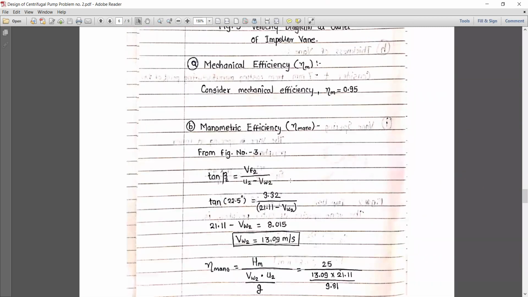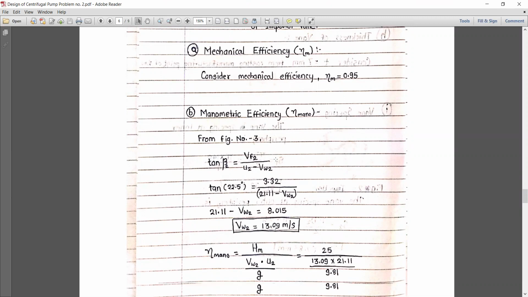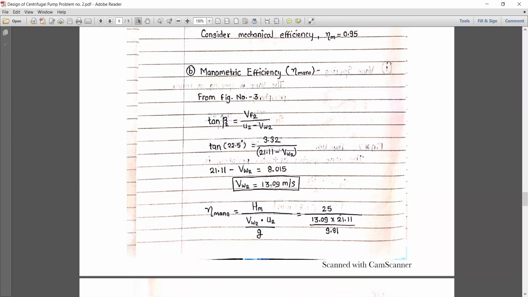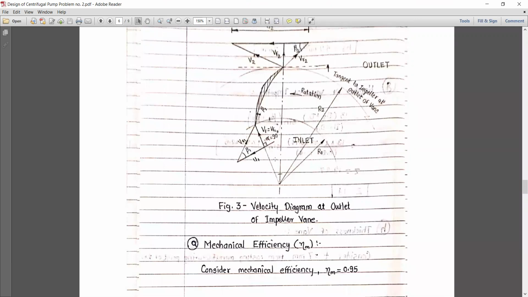Now, first efficiency, that is the mechanical efficiency. Mechanical efficiency we are generally considering is 95%. So we can directly assume that efficiency. Next one, the manometric efficiency, which is calculated by using figure number 3. You can refer to the figure.